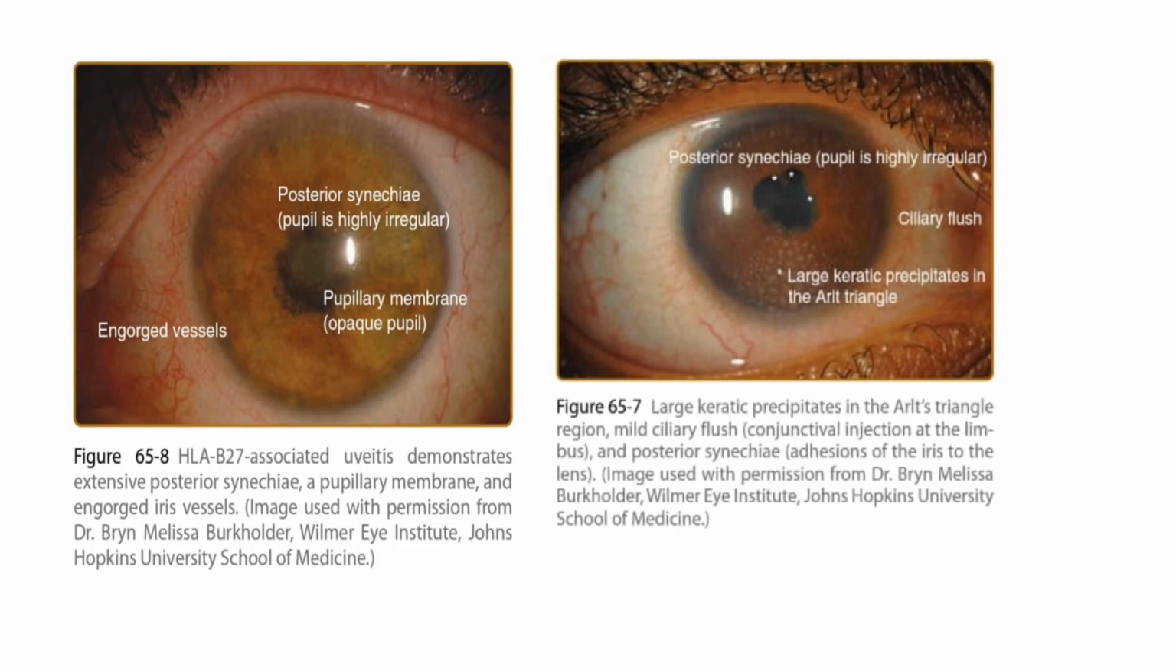This picture denotes the engorged vessels due to inflammation and the posterior synechiae and a pupillary membrane, opaque pupil. Posterior synechiae highly irregular, ciliary flush, and large keratotic precipitates in the Arlt's triangle.